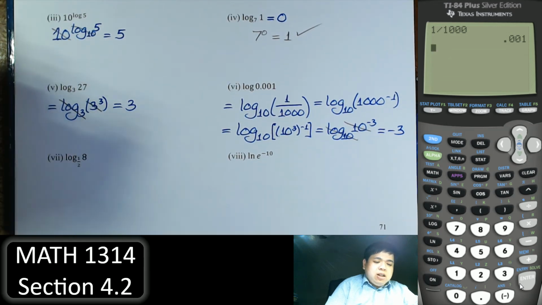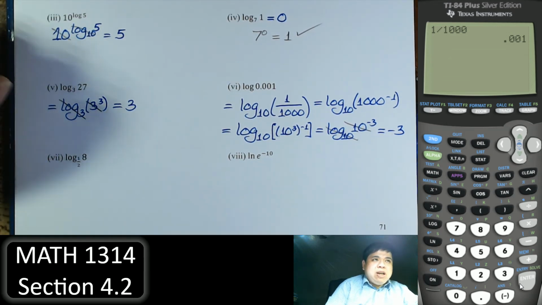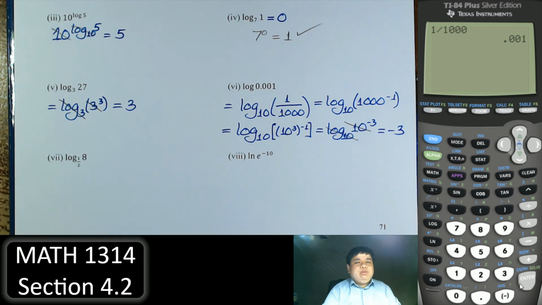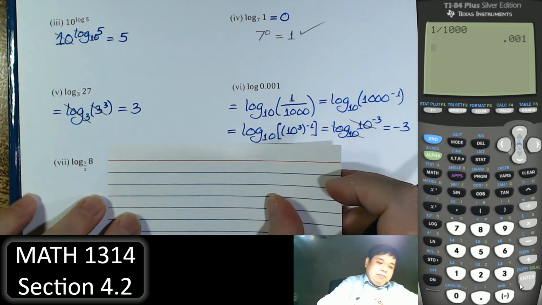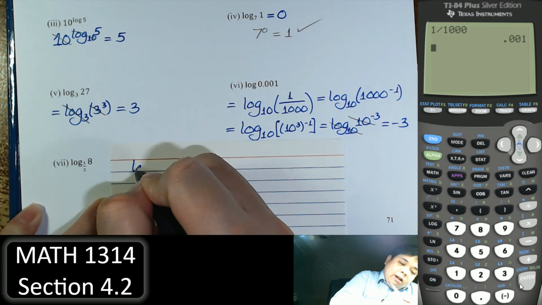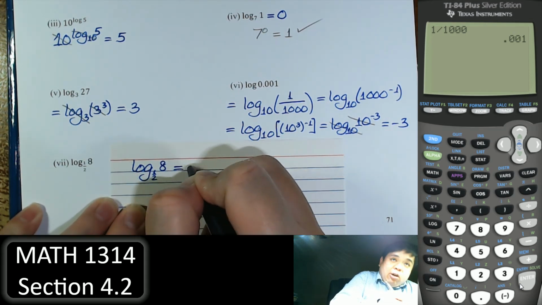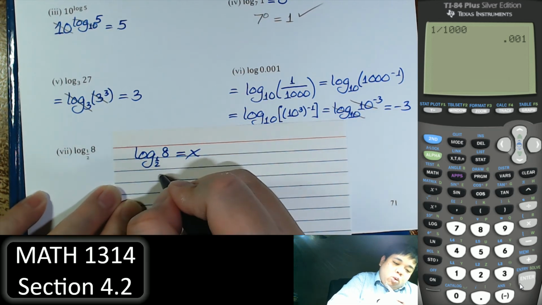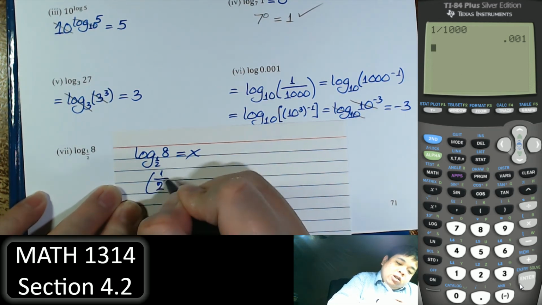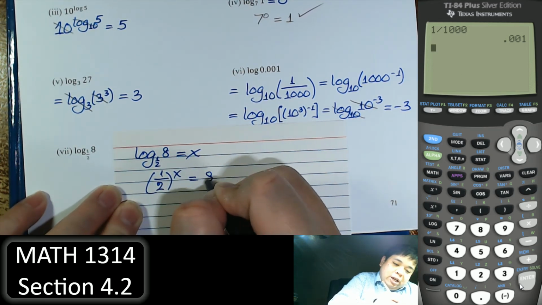Now the last one is a little more complicated. Log base 1/2 of 8. So 1/2 to what power is equal to 8? Well, just look at this first. Log base 1/2 of 8. Don't know what it is, equal to x. Now we swap. 1/2 to the x power is equal to 8.